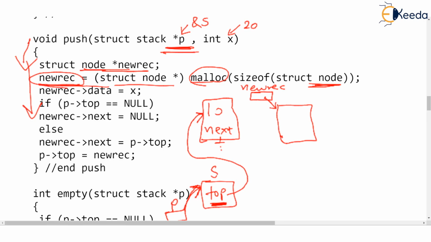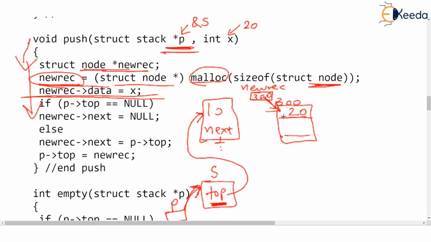Let us assume that the newly allocated node is stored at some address, let's say 300. Then newrec will be literally 300. Correct? And remember, this node has two members, data and next. Check this next line which I am underlining here. Newrec arrow data should be equal to 20. So this newrec arrow data is 20. That's what we have come here for. We have come here for pushing the new value.